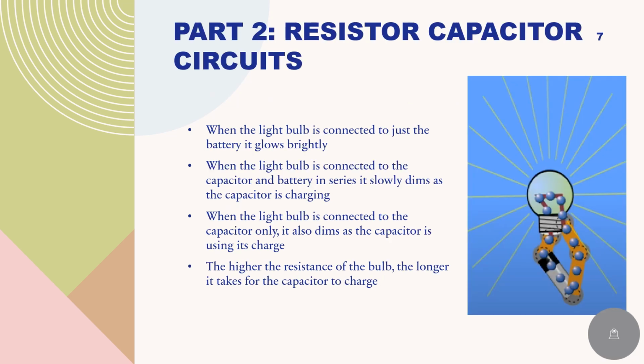For part 2 of resistor capacitor circuits, you can see our initial circuit displayed on the right, and when the light bulb was connected to just the battery, it glows very brightly. When the light bulb was connected to the capacitor and battery in series, it slowly dims as the capacitor is charging. When the light bulb is connected to the capacitor only, it also dims as the capacitor is using its charge. The higher the resistance of the bulb, the longer it takes for the capacitor to charge.